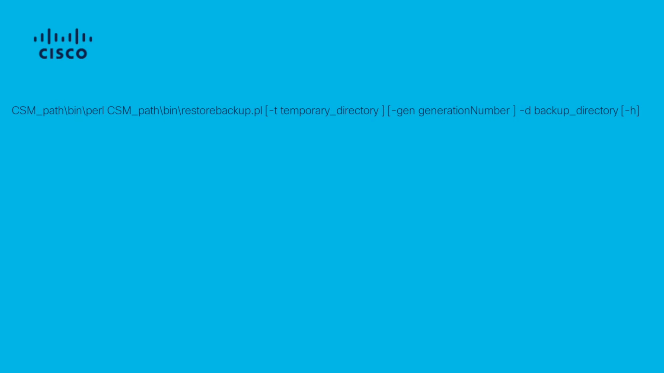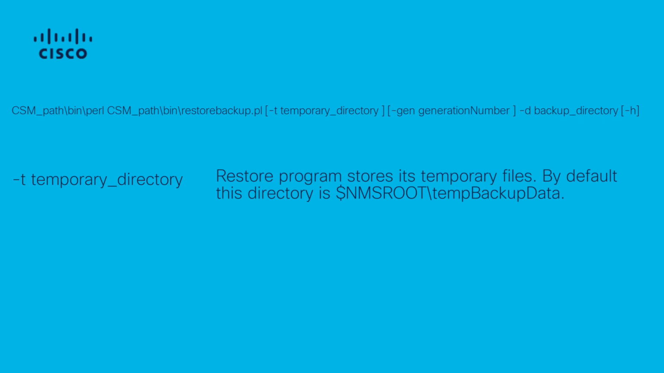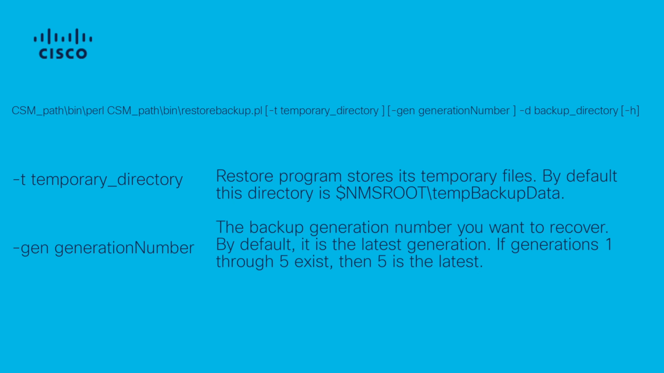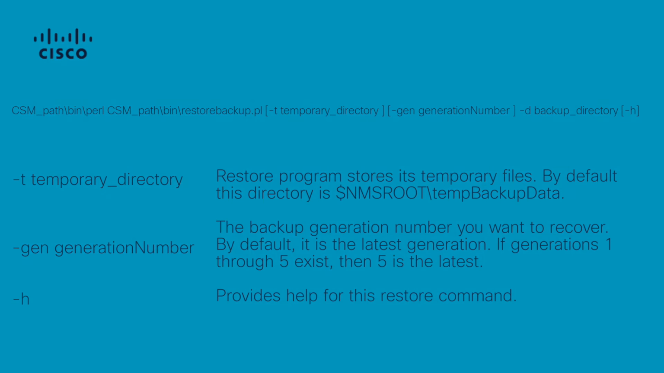Other optional parameters you can use on the restore command are -t, temporary directory. Restore program stores its temporary files. By default, this directory is $NMSROOT/temp-backup-data. -gen, generation number. The backup generation number you want to recover. By default, it is the latest generation. If generations 1 through 5 exist, then 5 is the latest. -h provides help for this restore command.